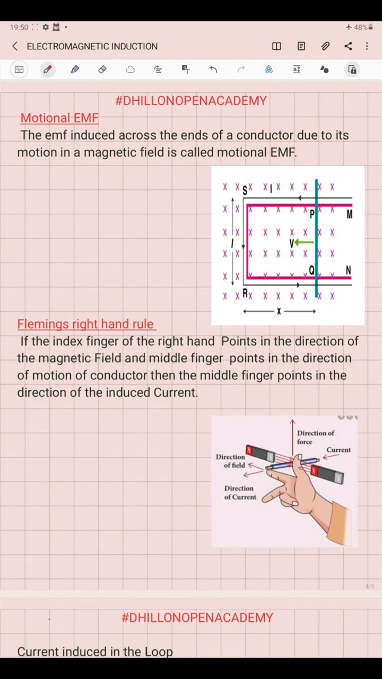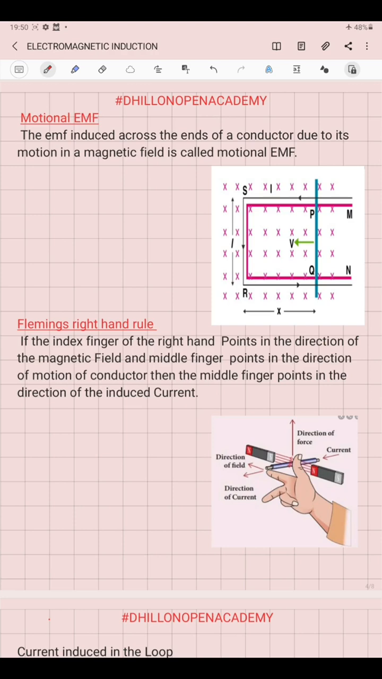Now we are discussing motional EMF. The EMF which is induced across the ends of a conductor due to its motion in a magnetic field is called a motional EMF, which means whenever a conductor is held perpendicular to the direction of magnetic field and it is continuously brought inside and outside the magnetic field, then an EMF is induced across the two ends of the conductor. This EMF, which arises whenever the conductor is in motion in and out of the magnetic field, we call the motional EMF.